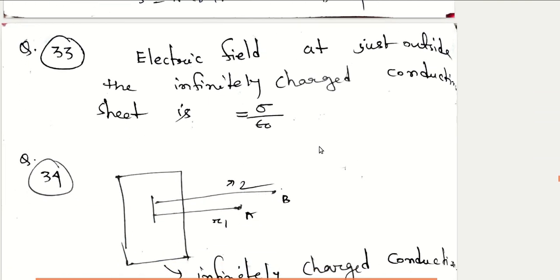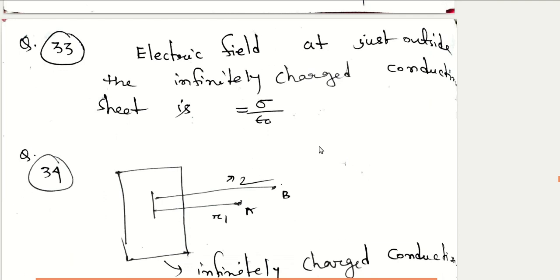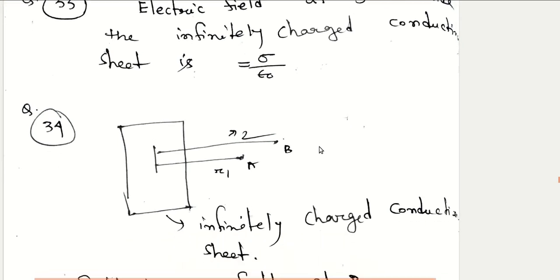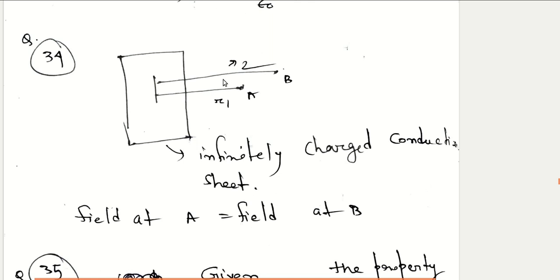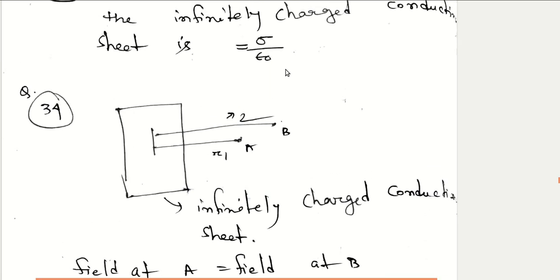And now this question was the electric field just immediately outside an infinitely charged conducting sheet, which is equal to sigma by epsilon naught, as you all know. Similarly, the 34th question was that you have an infinitely long conducting sheet and a distance r1, which is point A, and r2, which is point B, and you have to find the electric field at both of the points. From this argument, as it is infinitely long, both points have the same electric field.